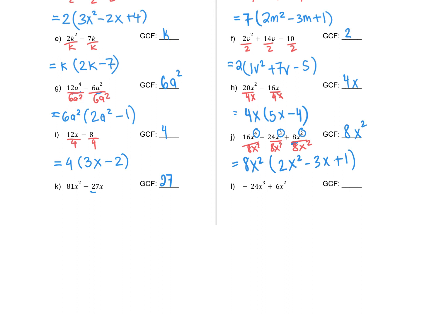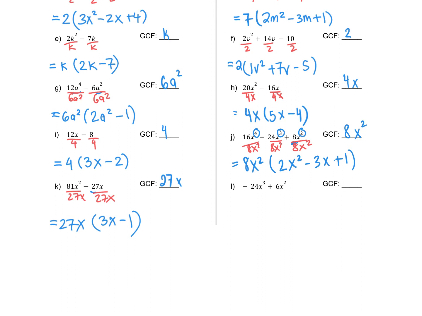Okay, then between x squared and x, they both have an x in common. So let's divide. Like I said, 81 divided by 27 is 3, and then x squared divided by x is x, and then 27 divided by 27 is 1, or negative 1, and then the x's cancel out. So there you have it.